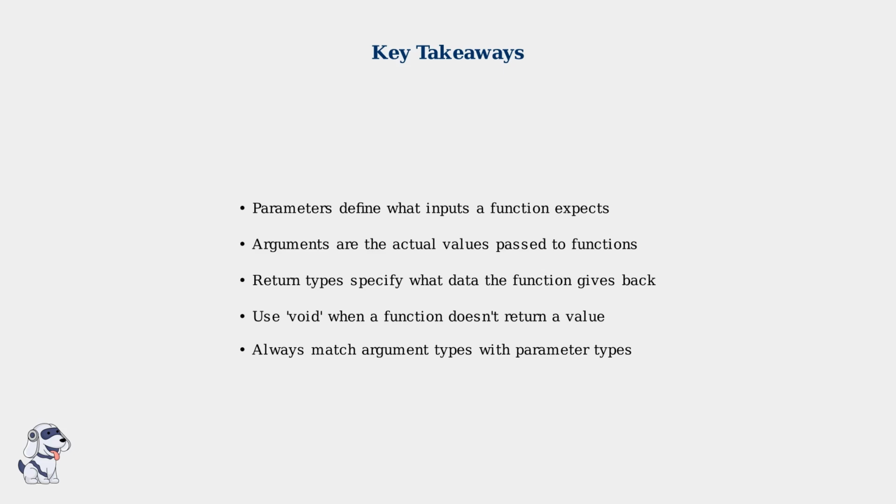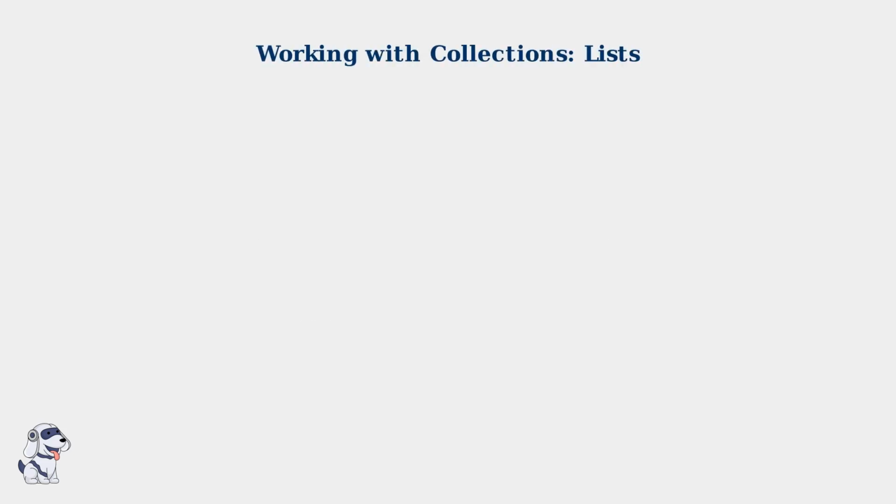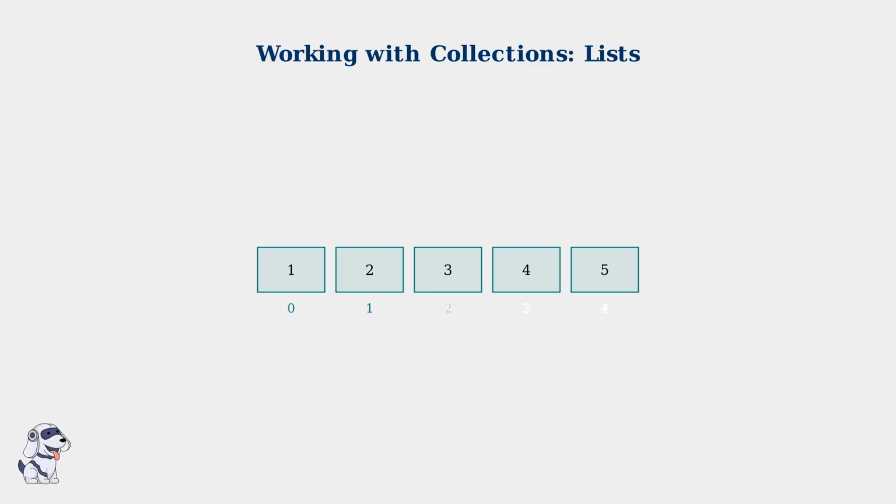Lists are one of the most fundamental data structures in Dart programming. They provide a way to store multiple items in a single, ordered collection. A list is an ordered collection of items where each element has a specific position, called an index. Unlike some other data structures, lists allow duplicate elements. Here's a visual representation of a list containing 5 numbers. Each element has a specific position, starting from index 0.